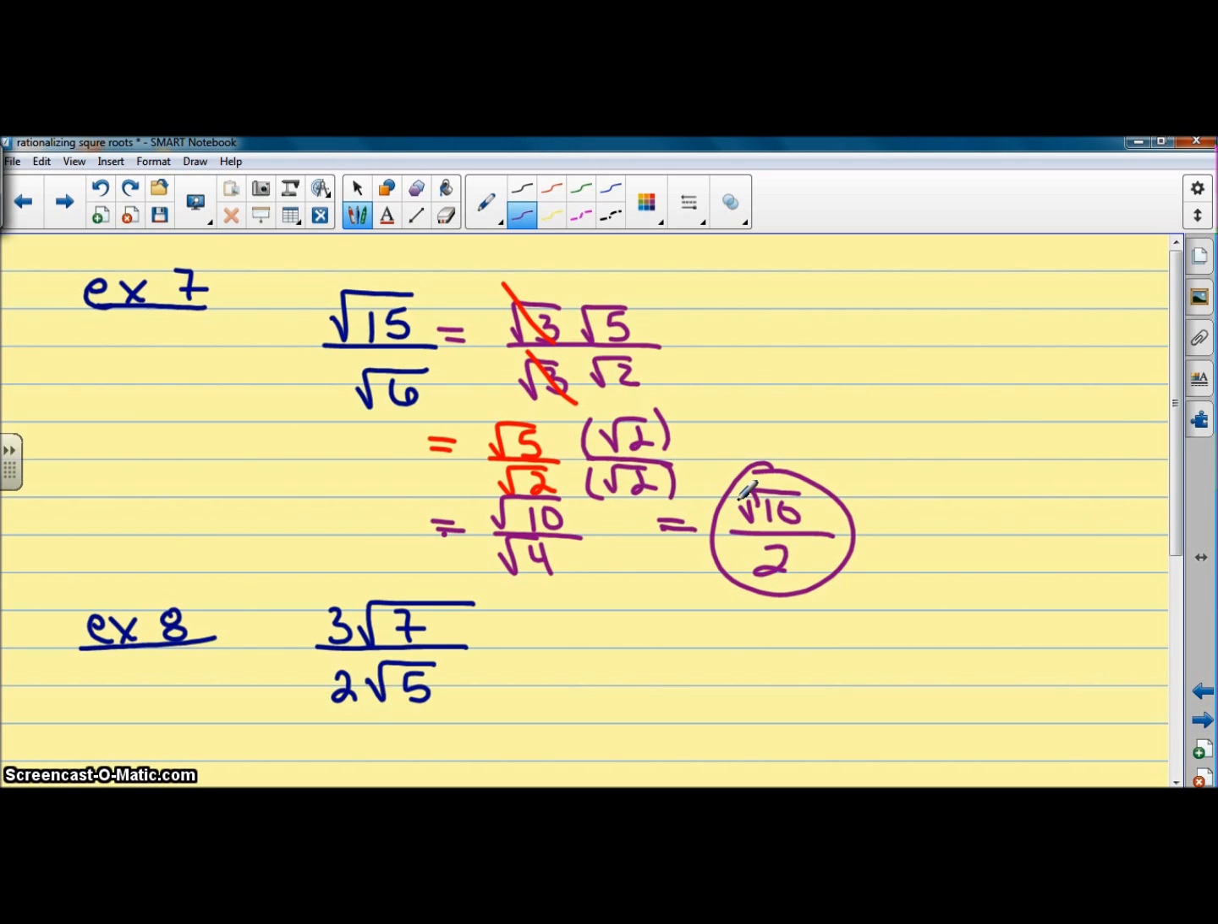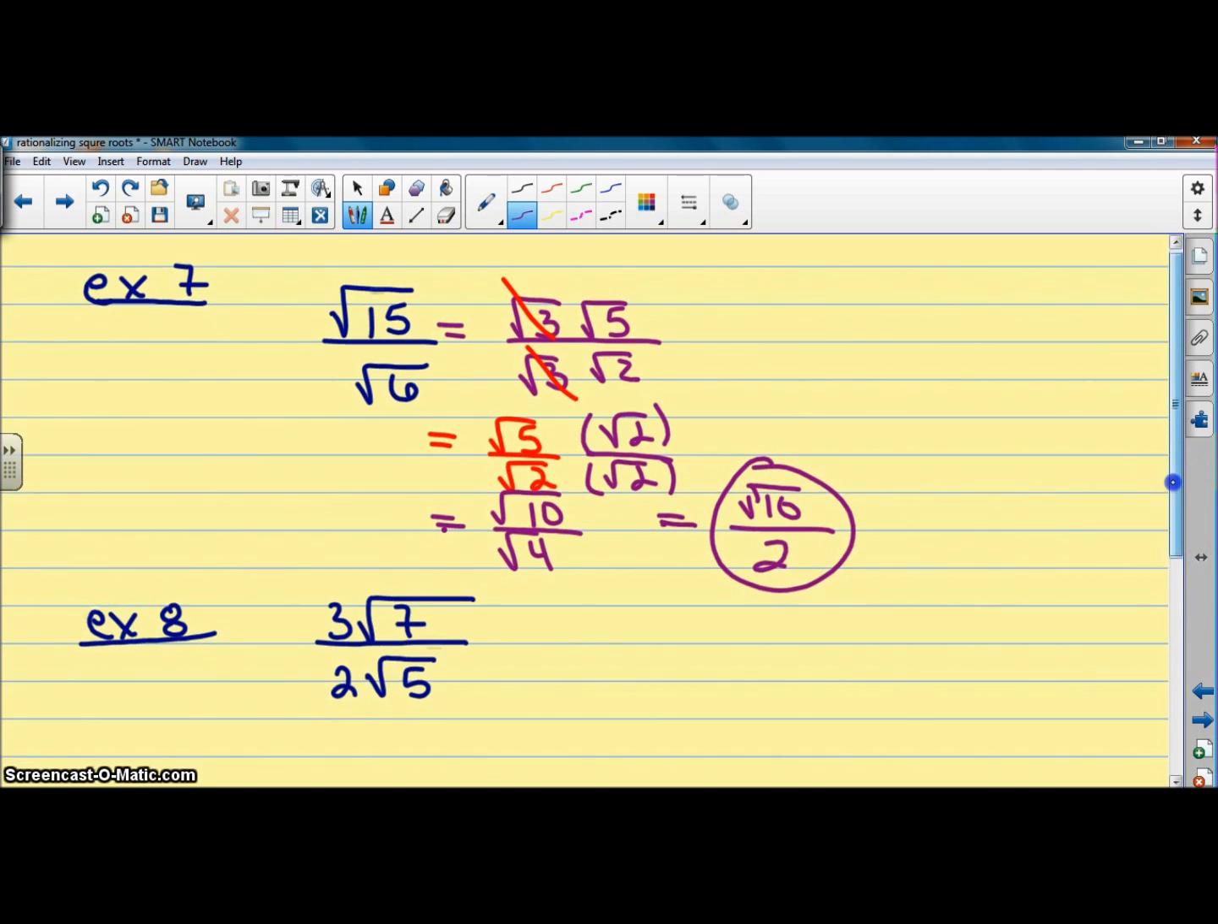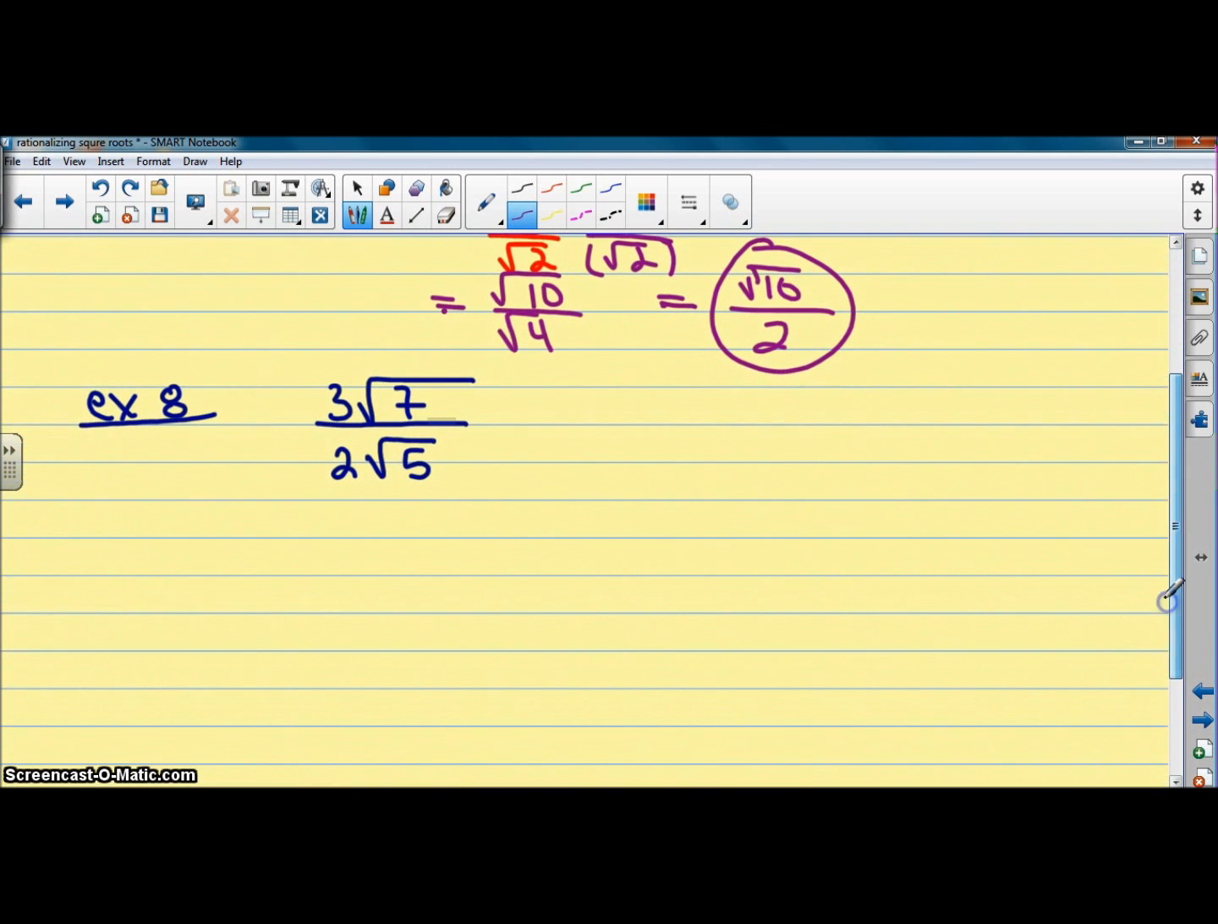One more to go. If you would like to pause, feel free to solve this problem and then come back and listen to the solution. Now this one's a little more complicated. It has an integer in front of the radical, a 3 and a 2. And then, of course, I have the radicals.